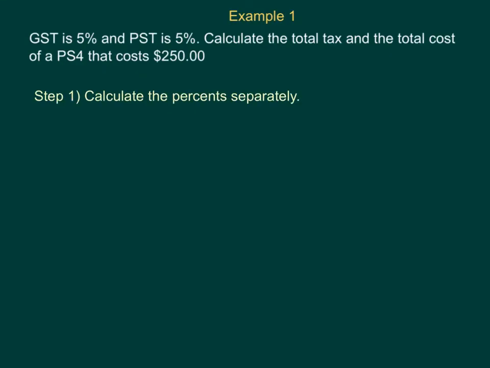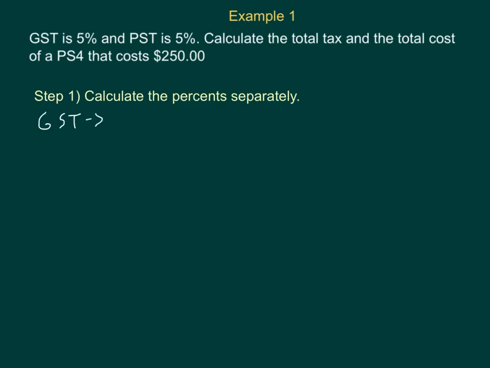Okay, so example 1. GST, or government sales tax, is 5%, and PST, or the provincial sales tax, is also 5%. Calculate the total tax and the total cost of a PS4 that would cost $250. In this method, step 1, we calculate the percents separately. We find 5% of the cost for each tax, and we'll start with our GST.